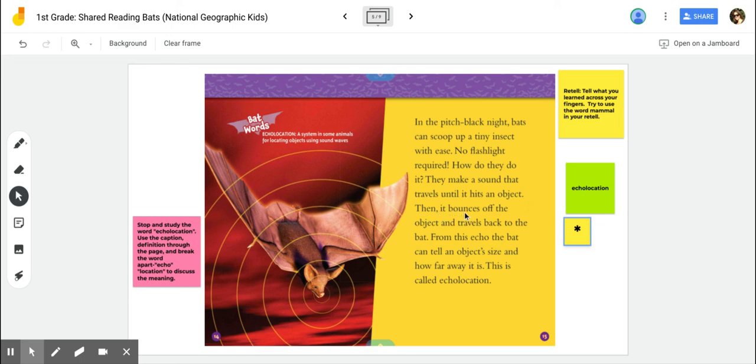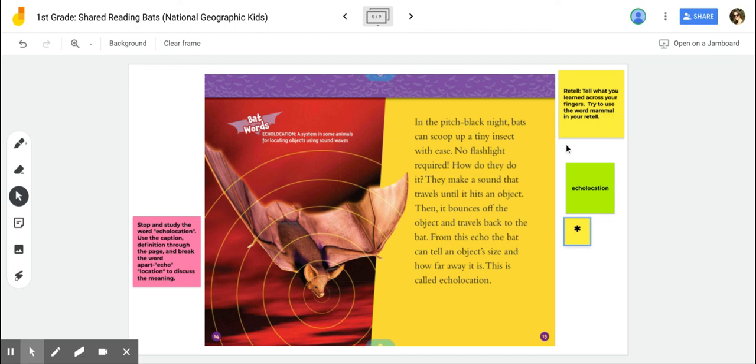Then it bounces off the object and travels back to the bat. From this echo, the bat can tell an object's size and how far away it is. This is called echolocation. And in our bat words, it says echolocation, a system in some animals for locating objects using sound waves.